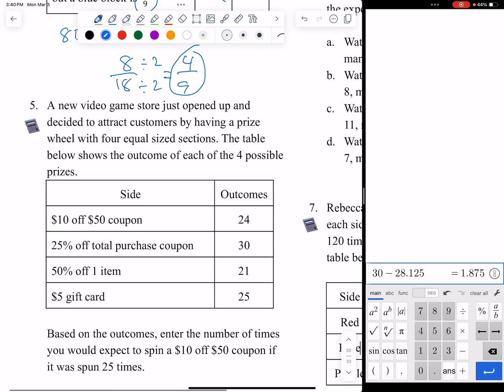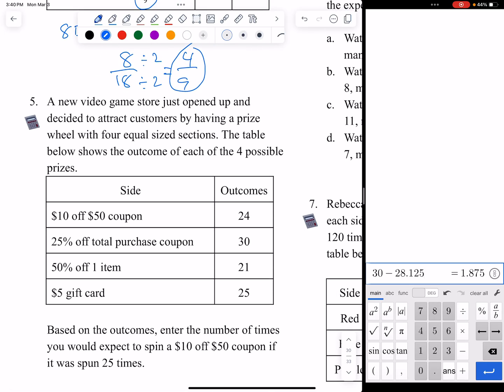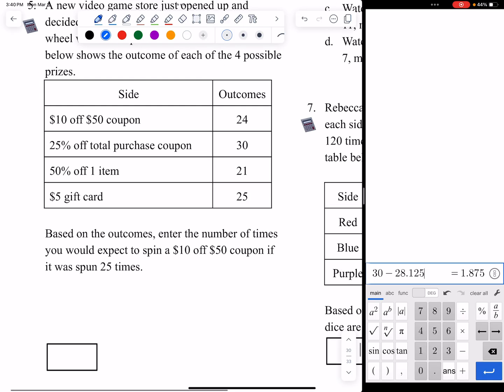All right, a new video game store just opened up and decided to attract customers by having a prize wheel with 4 equal sized sections. The table below shows the outcome for each of the 4 possible prizes. Based on the outcomes, enter the number of times you would expect to get a 10 off of 50. So I care about this one, okay? If it was spun 25 times.